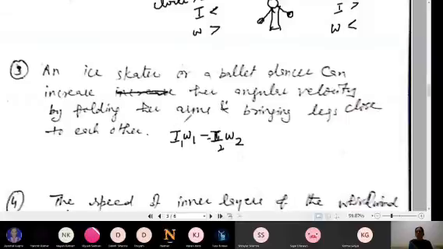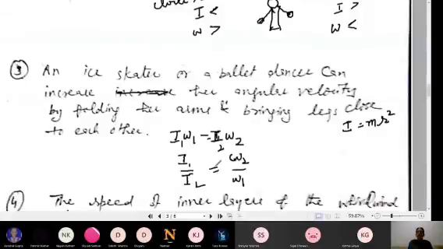So moment of inertia is getting changed by changing the distance R. When the person brings the arms or legs close, R is decreased. So moment of inertia decreases, because you all know the formula I equals mr square. So you can see that I is directly proportional to R, but inversely proportional to omega. So I can write here I1 upon I2 equals omega 2 upon omega 1.